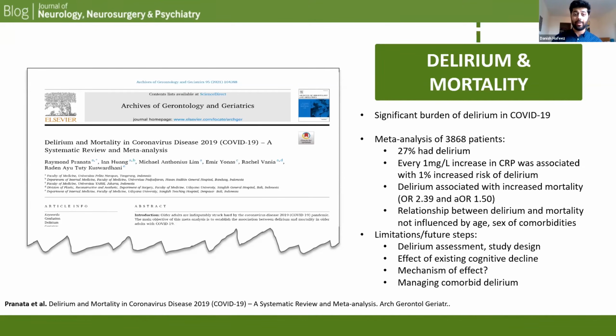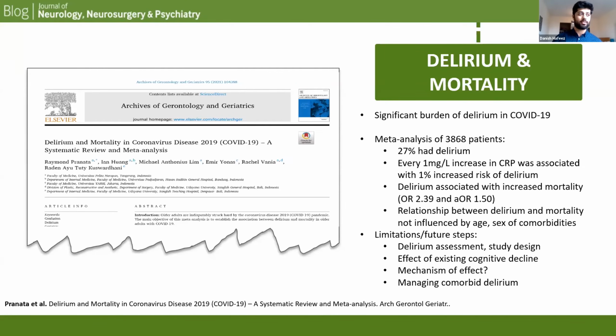However, the outstanding finding was that delirium was associated with an increased chance of mortality in individuals with COVID-19, and this was almost double. Even when they adjusted for different variables, it was still associated with an increased risk of mortality. And the relationship between delirium and mortality didn't seem to be influenced by age, by sex, or medical comorbidities such as hypertension or diabetes or dementia.